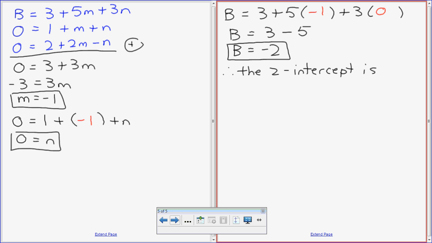All right, Eric, what is my z-intercept? What is the point for that, please? What, comma, what, comma, what? 0, 0, negative.